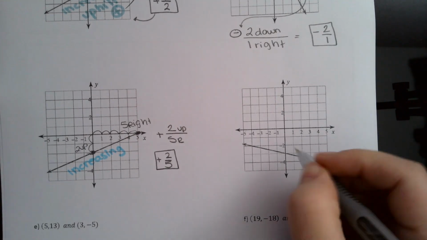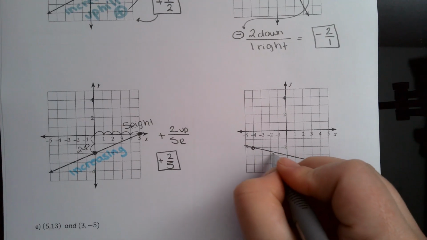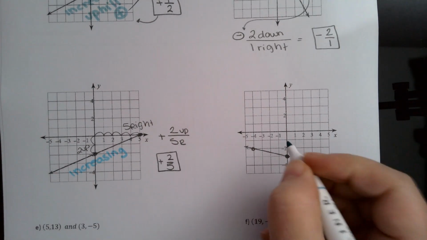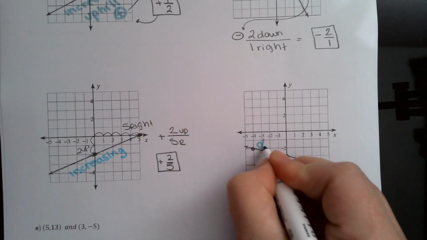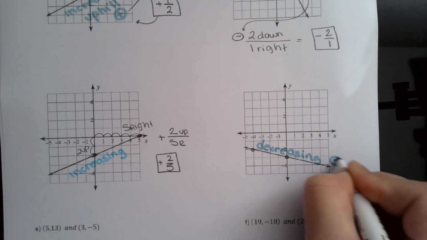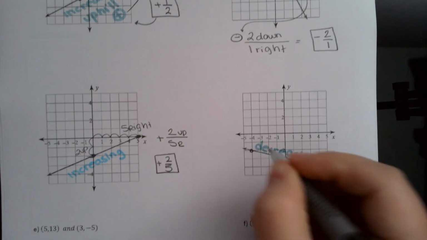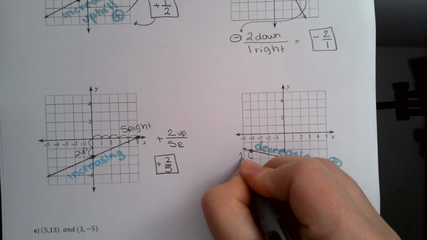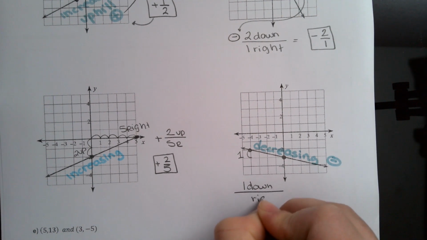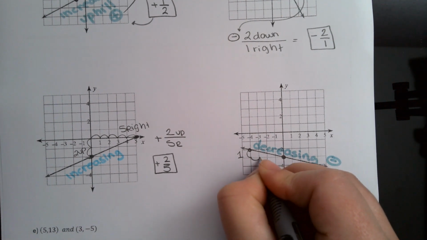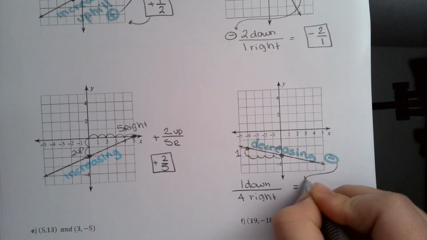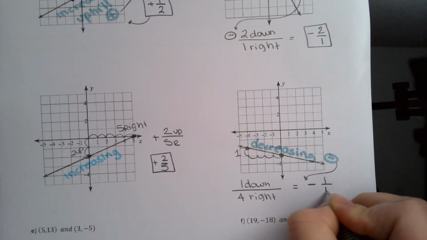Okay, again, find pretty points. I see a pretty point here and here. Are we increasing or decreasing? It does look like I'm going downhill, so decreasing. Decreasing means I'm going to have a negative slope. How many downs am I doing? I'm doing 1 down. How many rights am I doing? 1, 2, 3, 4 to the right. Remember, when you have a decreasing, we have a negative slope.